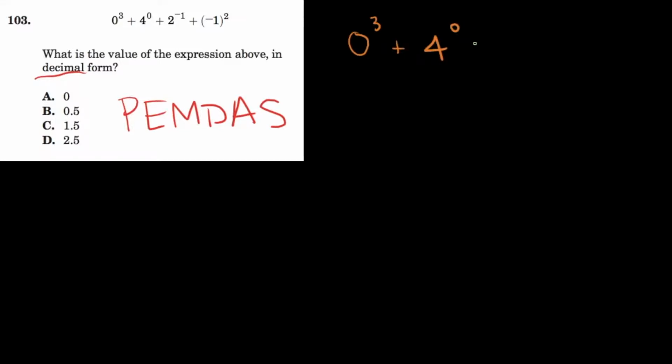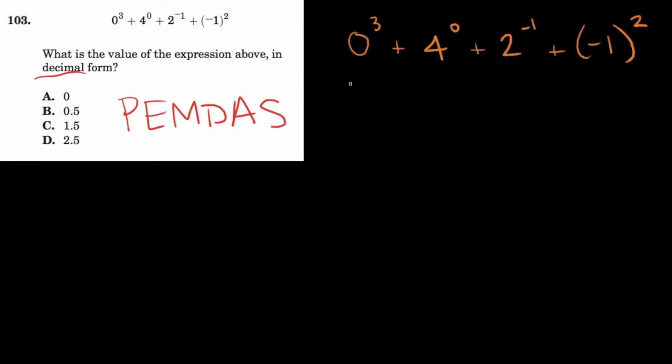What is the value of the expression above in decimal form? I see a bunch of calculations, so let's keep PEMDAS in mind. And really all this means is we're going to calculate all of these exponents before we add the values together. So I'm going to rewrite the expression over here: 0 to the third plus 4 to the 0 plus 2 to the negative 1 plus negative 1 squared.